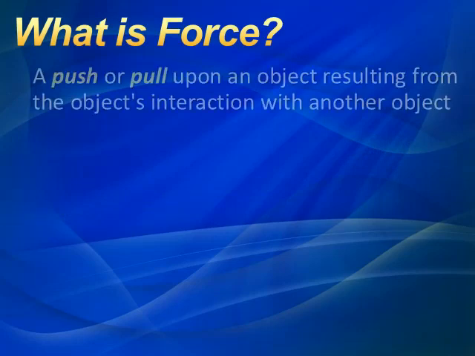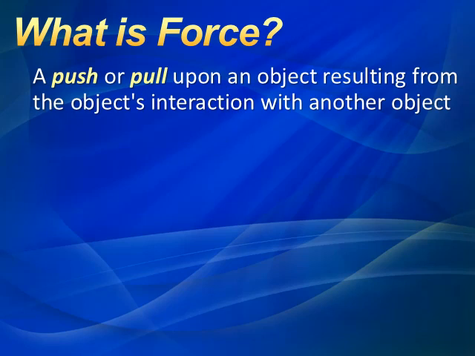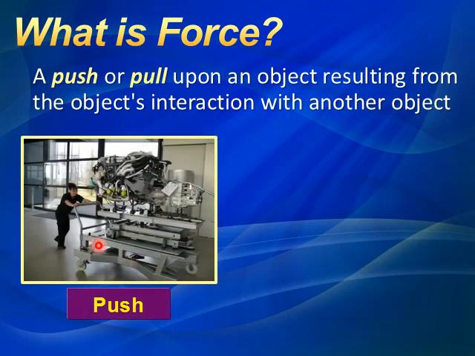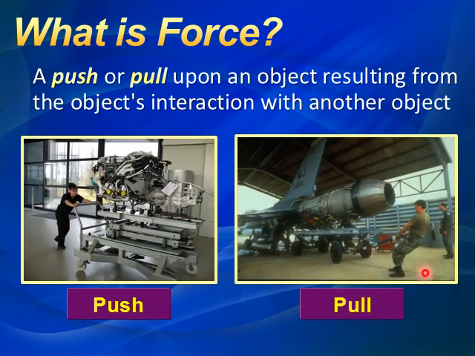Okay, so what is force? So force is a push or a pull upon an object resulting from the object's interaction with another object. So remember that whenever we speak about forces, there are 2 or more objects that are involved. So for example here, this person is applying a force on this machinery. So the person is pushing this machinery, so therefore there is force. And then in this case, okay, so this person is pulling this part of an aircraft. So we can say that this person is applying a force on this equipment.